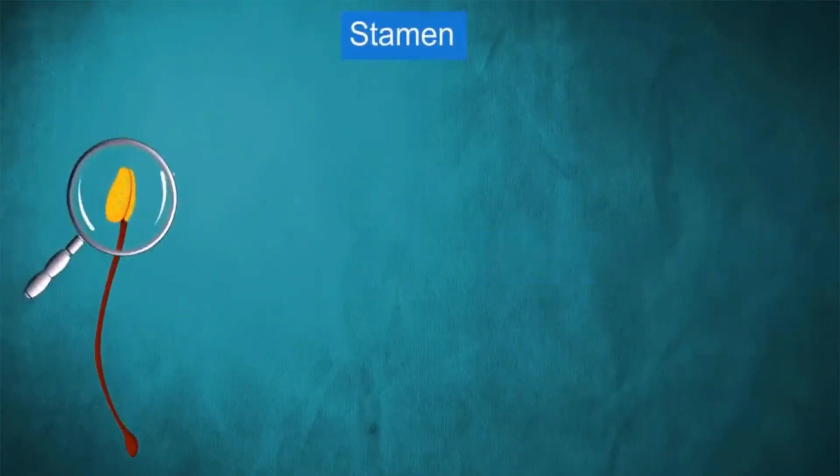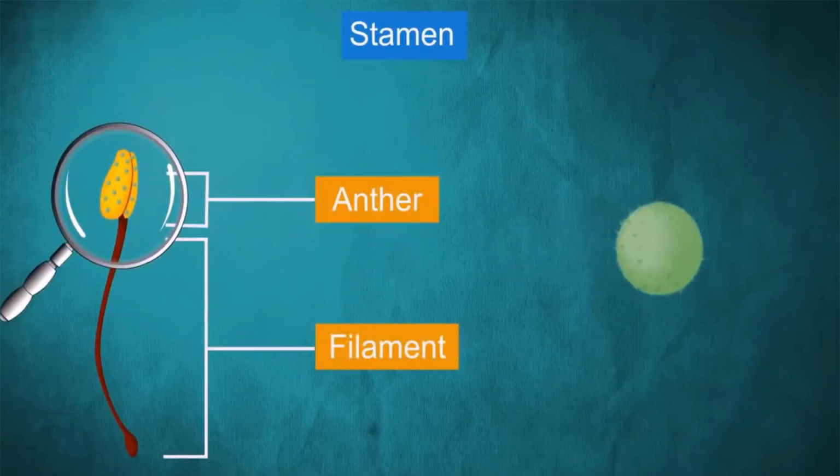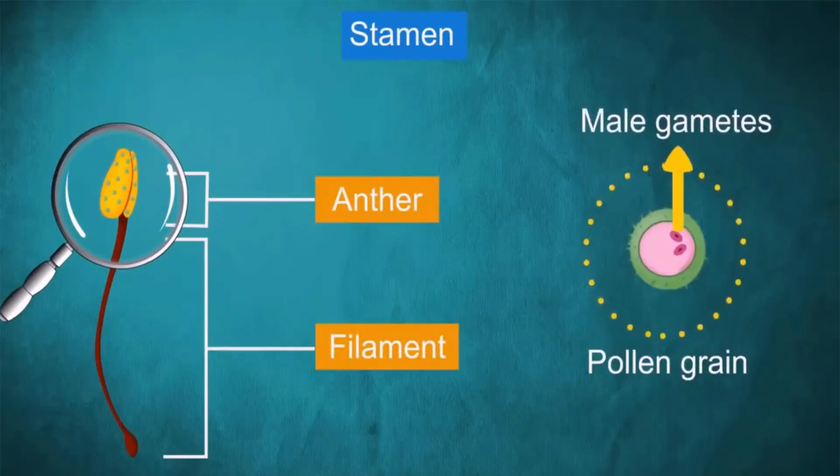A stamen is made of two main parts, anther and filament. The anther produces pollen grains. It is the pollen grain that contains the male gametes.